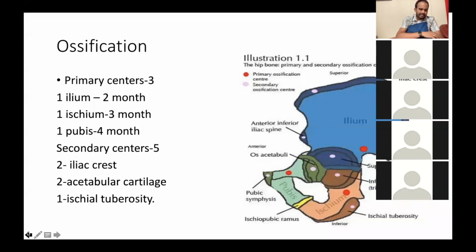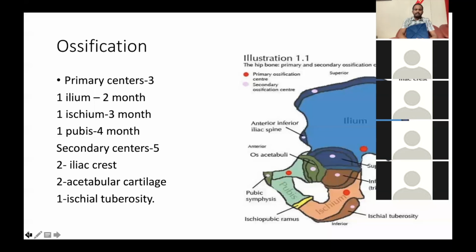The secondary centers appear. There are 5 secondary centers: 2 for the iliac crest, 2 for the acetabular fossa, and 1 for the ischial tuberosity. All these secondary centers will appear after birth, at the age of puberty, and all these ossifications will complete their fusion with the other bones at the age between 20 to 25 years. This is all about the hip bone.